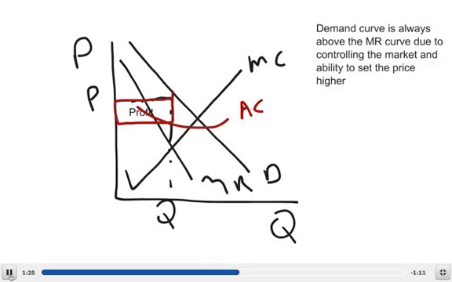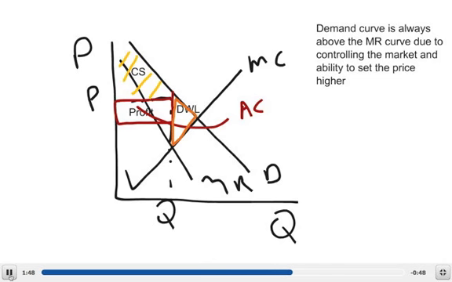Then we need to locate the consumer surplus. So that would simply be the price up to the demand curve, that triangle there. That would be the consumer surplus. The deadweight loss then would be the triangle. So that triangle right there would be the deadweight loss.